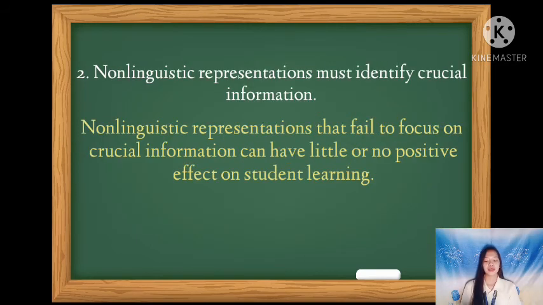Number 2, non-linguistic representations must identify crucial information. Non-linguistic representations that fail to focus on crucial information can have little or no positive effect on student learning. For example, to highlight important information in a story the class is reading, an elementary teacher might ask a student to draw a pictograph that illustrates the action. However, if a student draws a pictograph that represents the main character but not the central action that occurs among those characters, the representation will not add much to the student's understanding of the plot.